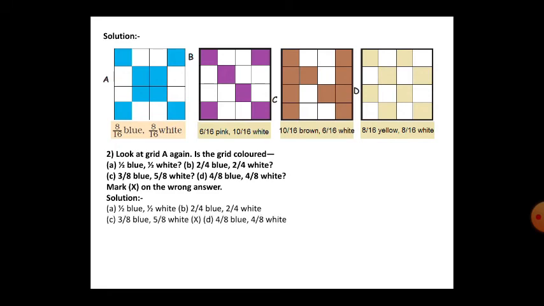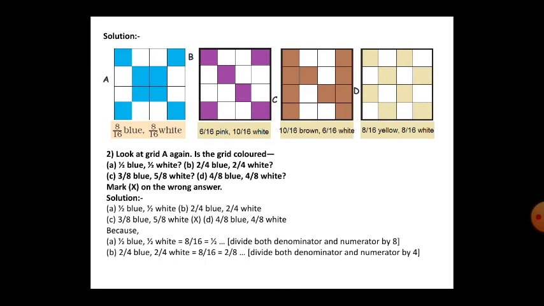Mark a wrong X on the wrong answer. You have to mark the X on the wrong answer. Because half blue half white equals 8 by 16, that is half. You only divide both denominator and numerator. So by seeing only you can tell this. So you already got it.